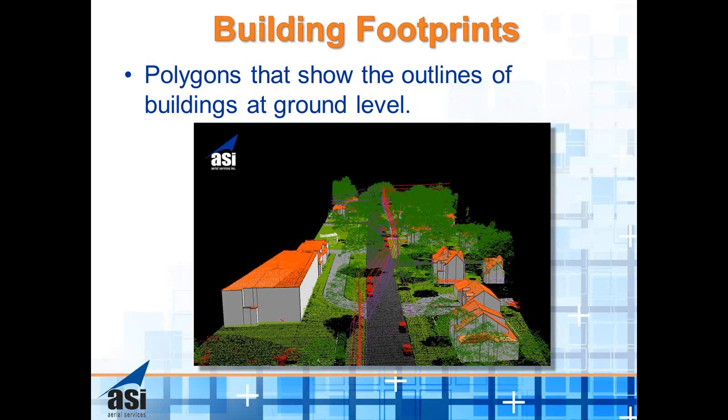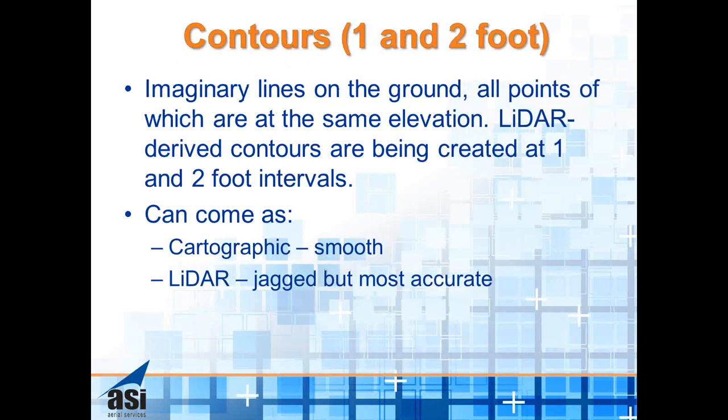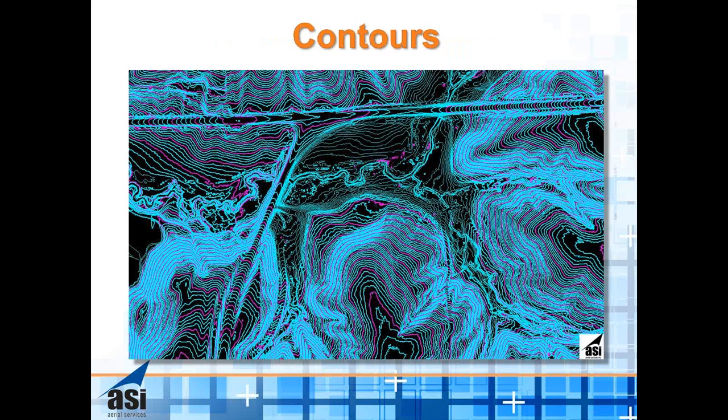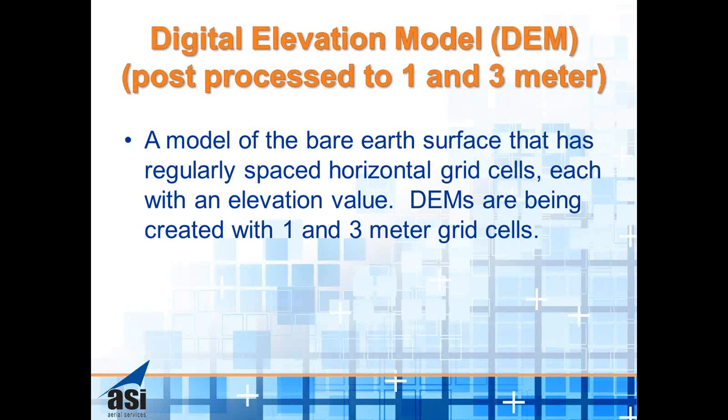Now we look at the building footprints. It's just a polygon that has the outline of the building. We can look at contours at 1 and 2 foot contours. They're just LiDAR derived on 1 and 2 foot intervals. And we can also do an indexed contour. The indexed contour would add every fifth line as a different color, just so you can denote the difference. This would be an example of the contours, the purple line versus the blue line.